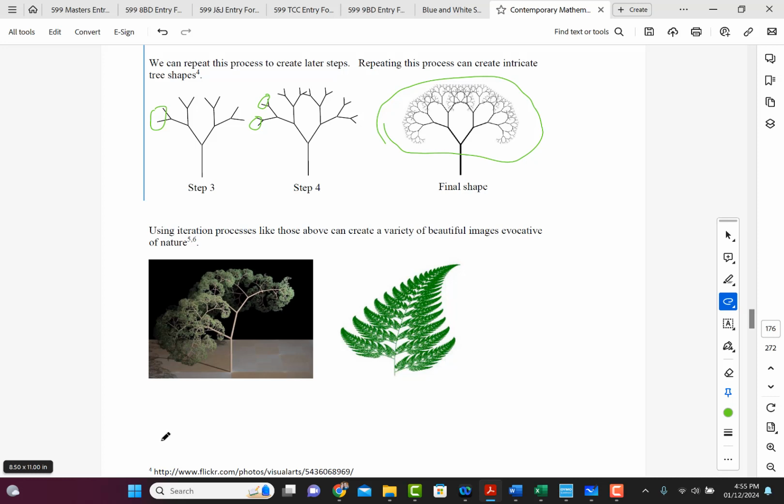Now, using iteration processes like those above, we can create a variety of beautiful images evocative of nature. Okay, for example, we look at something like this, or again, we look at the fern. That does something similar.